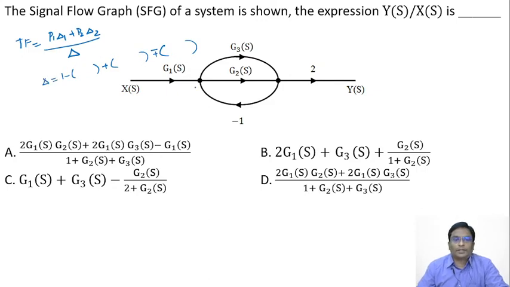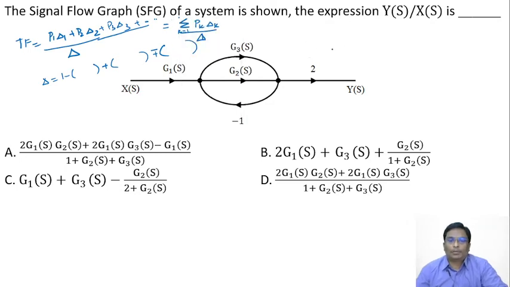Here, if you observe, how many forward paths? P1, P2, P3, and so on, divided by the total delta. Therefore, this can be written as sigma Pk delta k divided by delta, where k varies from 1 to the number of forward paths. Tell me how many forward paths are there?